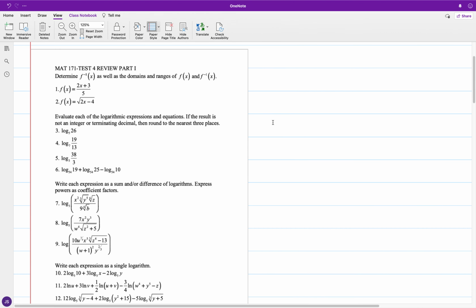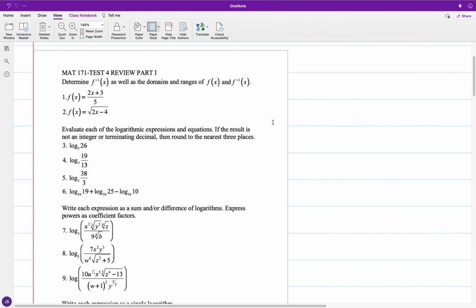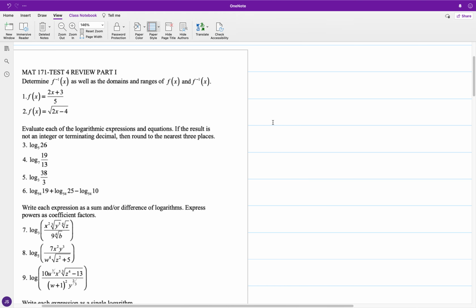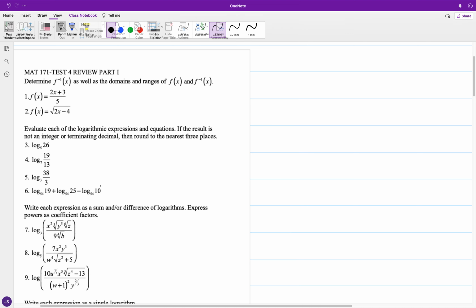And we have, going back to one-to-one functions and their inverses, from the test review page for the first part, it says to determine the inverse as well as the domains and ranges of both the one-to-one functions and their inverses. In the case of the first item, we have a function f of x equal to (2x plus 3) all over 5.